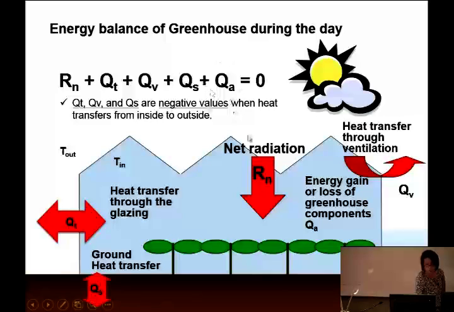And then the last one is the internal change. When you think about steady state conditions, the temperature is not changing, and all the components are stable. In that case, QA, this term, is 0.